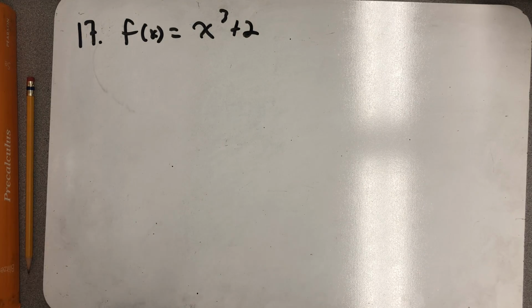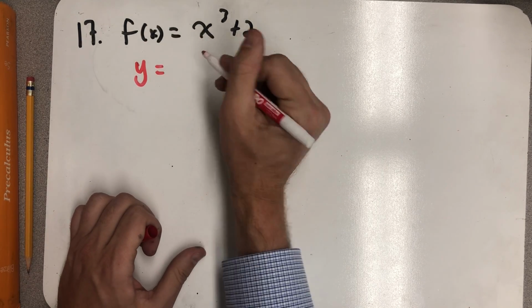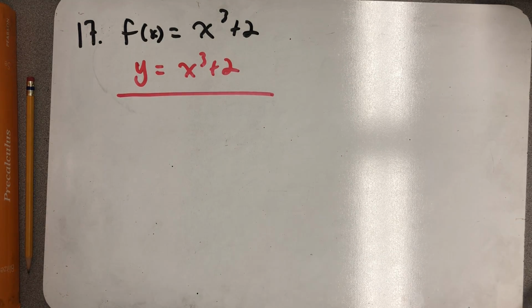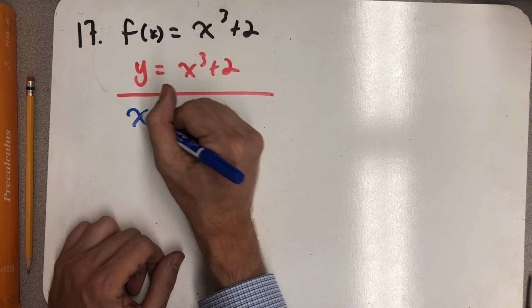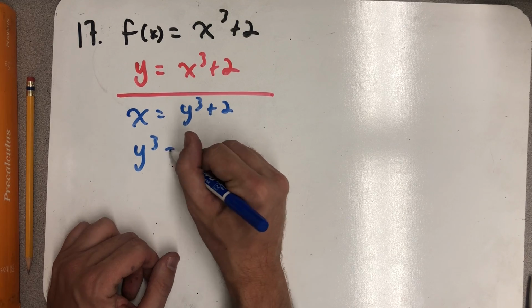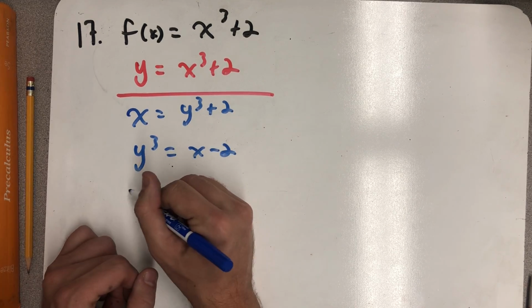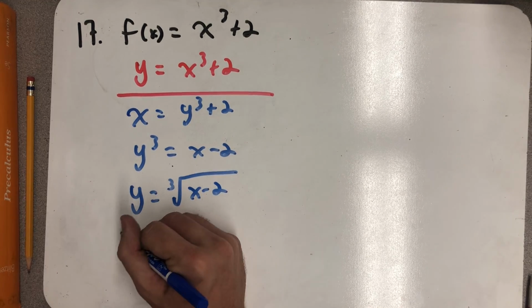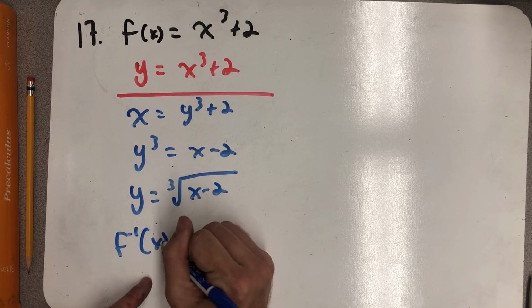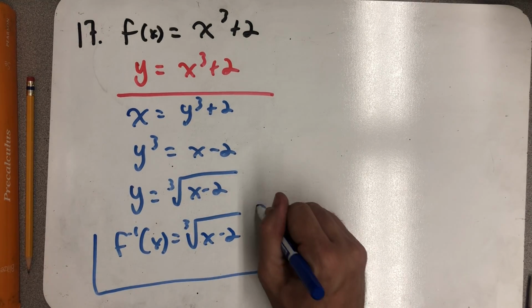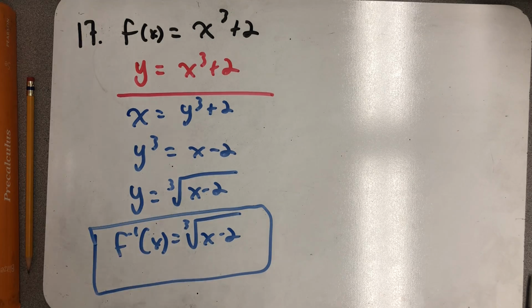So again, we write this down as an equation with a y in it. We're going to swap x and y. And then we're going to get y by itself. This time we have to take a cube root, write it down as an inverse function. Please don't skip this last step. If you go through all this trouble, you might as well write the formal statement at the end that says you got it right.